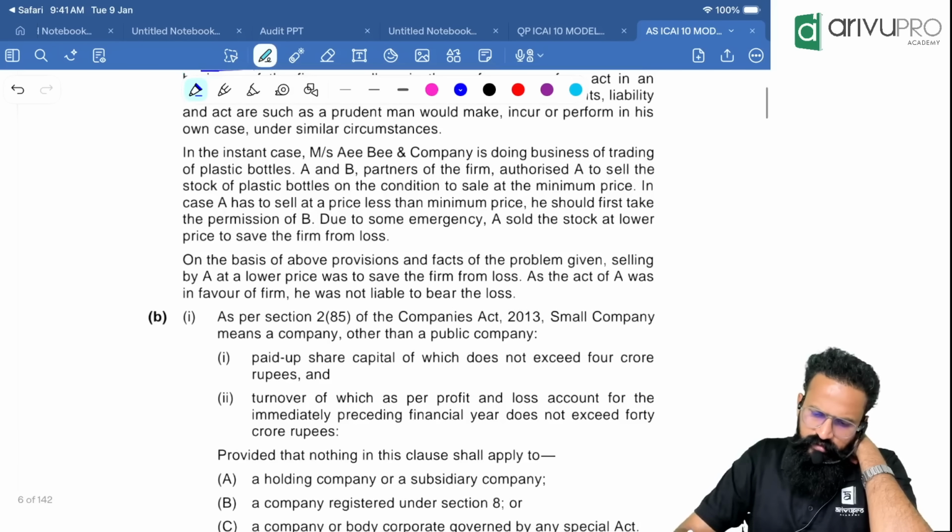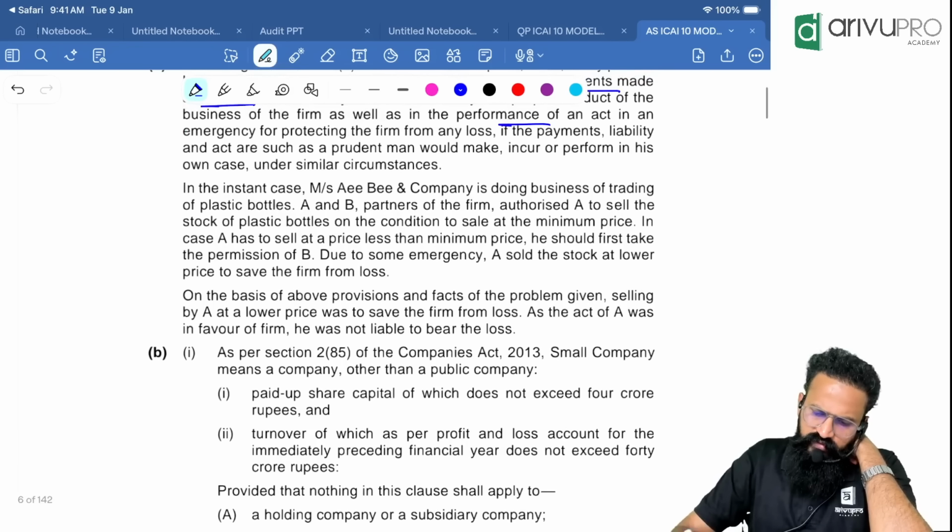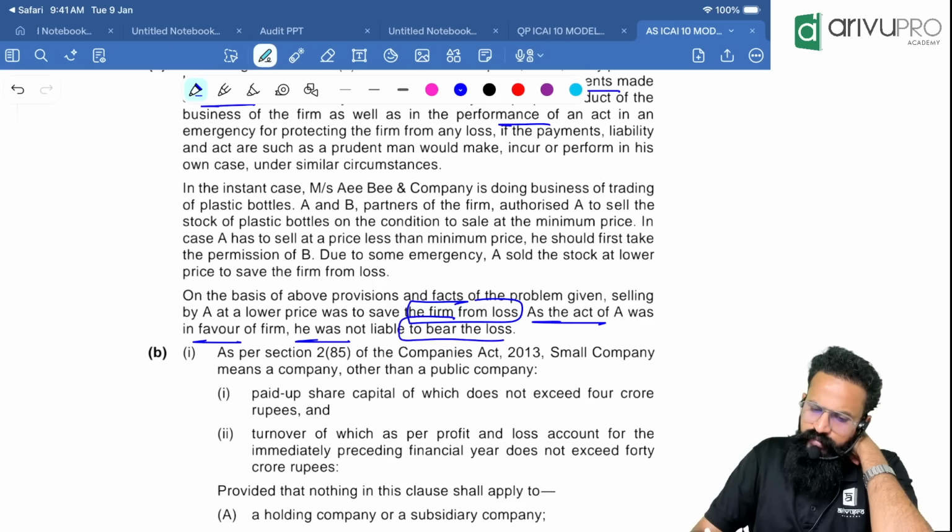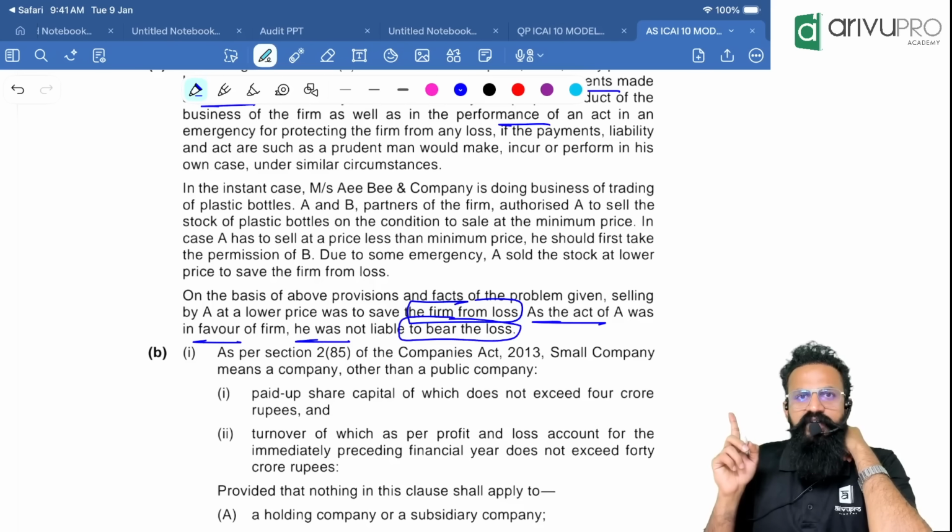Okay, on the basis of the lower price, it was to save the firm from loss, as the act of A was in favor of the firm. He was not liable to bear the loss. This is clear, all of you.